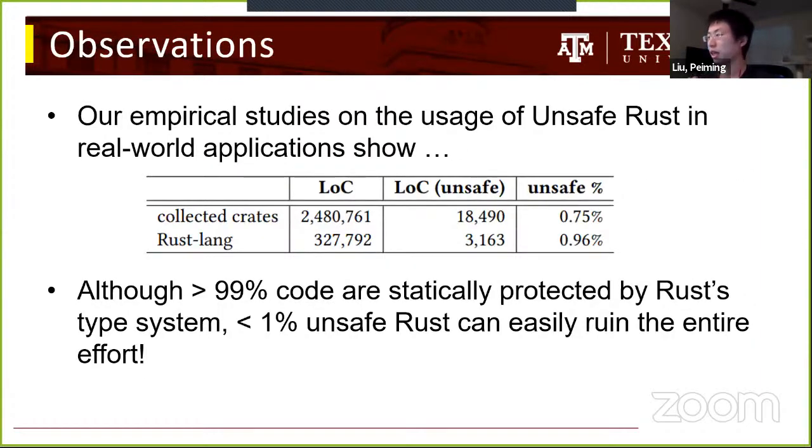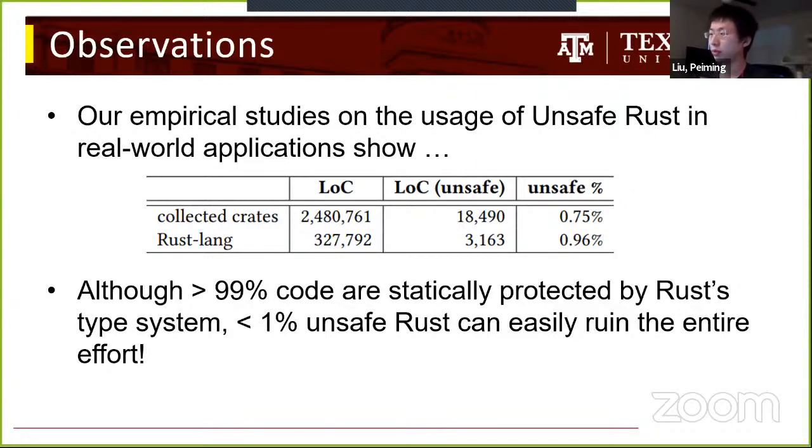And to understand how unsafe Rust is used in real-world applications and to motivate our approach, we did an empirical study on 500 randomly selected Rust programs. We analyzed the portion of unsafe Rust used by them. The result shows that only 1% of the Rust code is actually written in unsafe Rust, and 99% of the code is written in safe Rust.